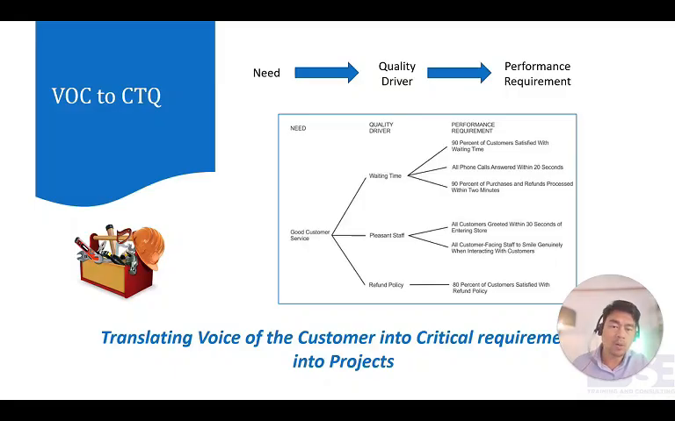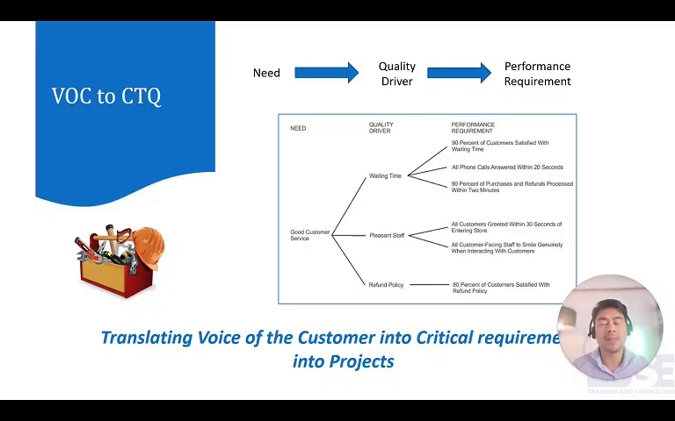Okay, so good customer service could be, one, waiting time. So that's a quality driver. That's a key driver that would determine whether a customer will be satisfied. Another is how pleasant your staff is, and it could be a refund policy. In terms of the waiting time, a performance requirement could be, maybe a measure would be, 90% of your customers are satisfied with the waiting time.